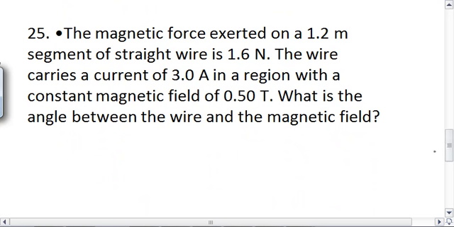The magnetic force exerted on a 1.2 meter segment of straight wire is 1.6 newtons. The wire carries a current of 3 amps in a region with a constant magnetic field of 0.5 Tesla. What is the angle between the wire and the magnetic field? Okay, so for this one, we're going to use our same magnetic force on a current carrying wire: I, L, B sine theta.